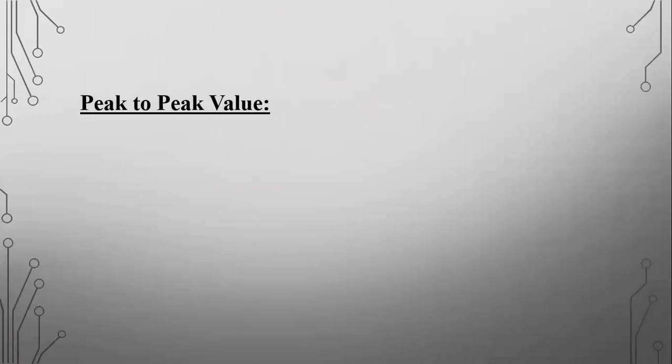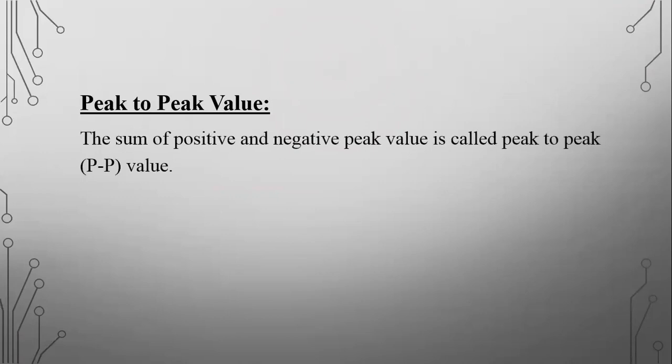And third term is peak to peak value. So peak to peak value can be defined as the sum of positive and negative peak values is called peak to peak value. यानी पॉजिटिव और नेगेटिव पीक वैल्यूज का जो सम होगा उसको आप पीक टू पीक वैल्यू बोलेंगे, एंड इट वुड बी 2V नॉट एंड 2I नॉट. ठीक है, 2I नॉट एंड 2V नॉट.